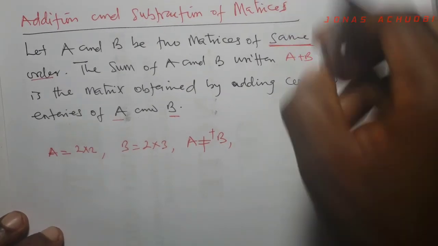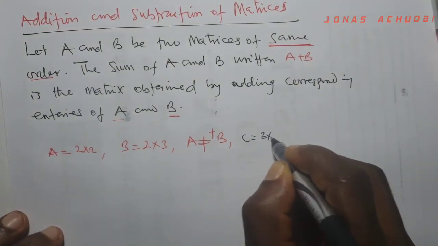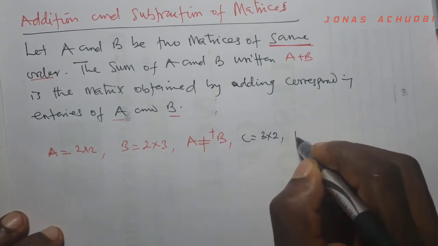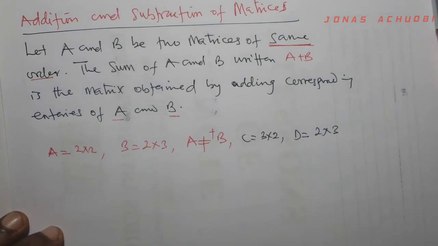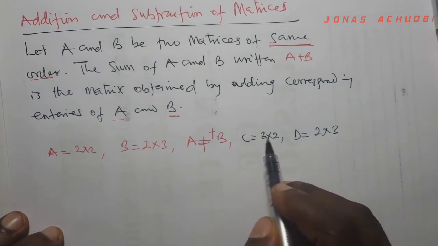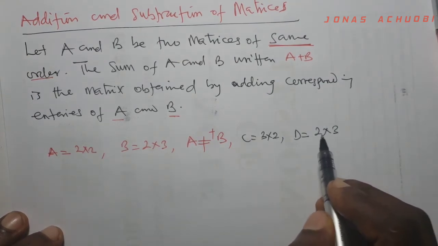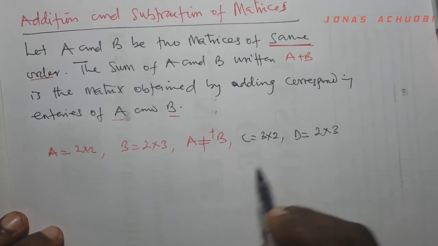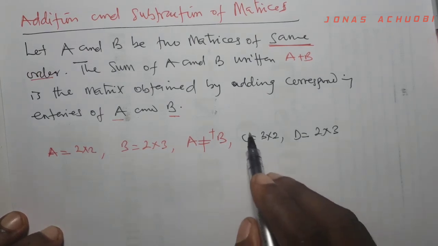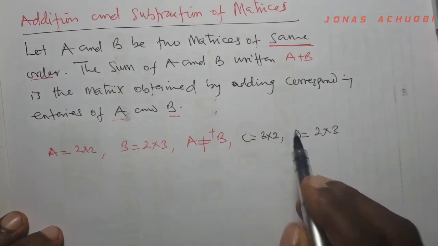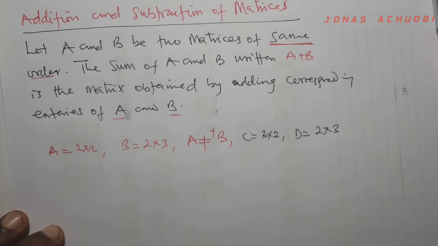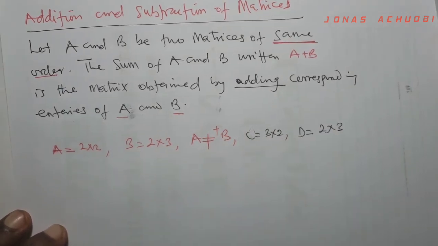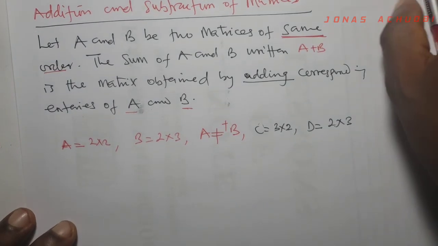So also, if matrix C is a 3 by 2 matrix and matrix D is a 2 by 3 matrix, they also cannot be added, because 3 by 2 simply means 3 rows and 2 columns, while 2 by 3 means 2 rows and 3 columns. These matrices cannot be added. So for you to attempt adding two matrices, the condition is that they must first of all be of the same order. Now when they are of the same order, how do you add or subtract? You simply add or subtract corresponding entries of A and B.